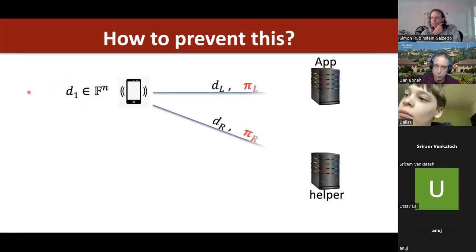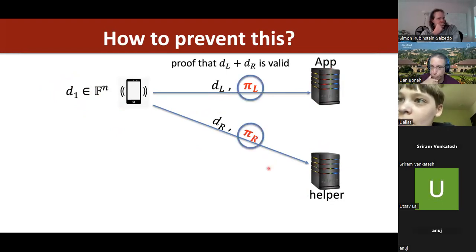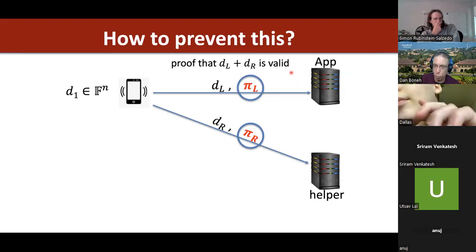The way we would do this is they would still send these shares, the left share and the right share, to the two servers. But they're also going to attach what we call a proof to these shares. So there's a left proof and a right proof. These proofs, pi L and pi R, are just more data. They prove that DL plus DR is a valid vector, for example, a binary vector. That's our goal.